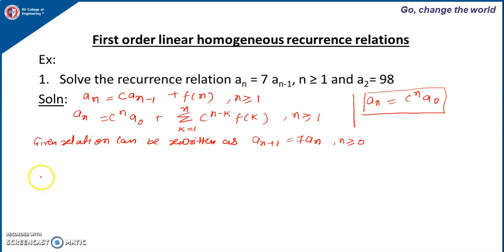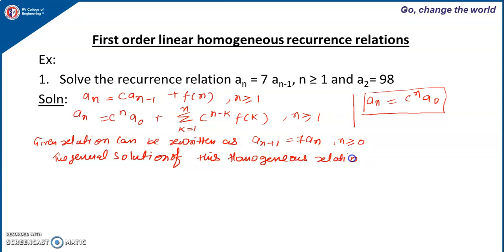Now using this, we can write the general solution of this homogeneous relation: an is equal to c power n, and what is c? The coefficient of an, so that is 7 power n, into a0. We don't know the value of a0, so let us say this is equation 1.